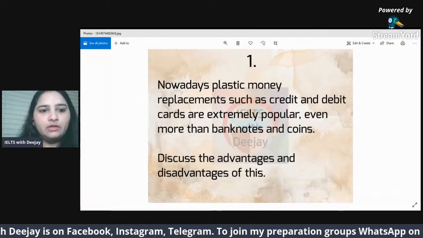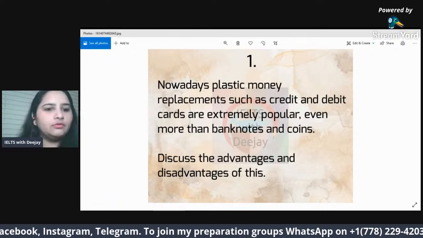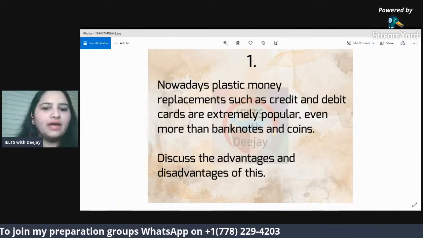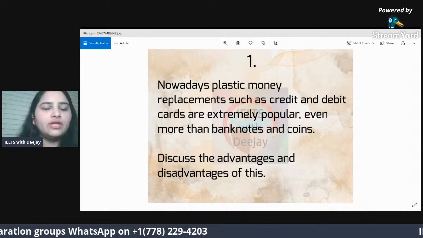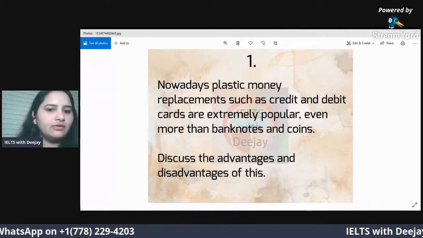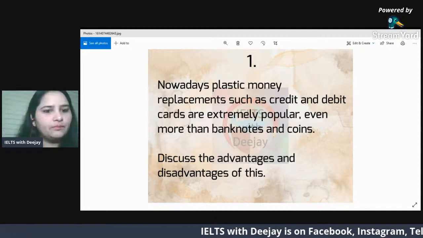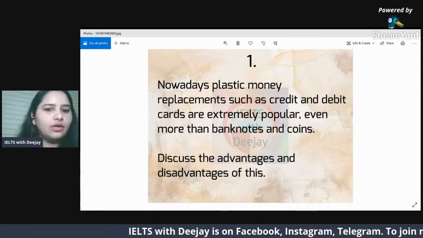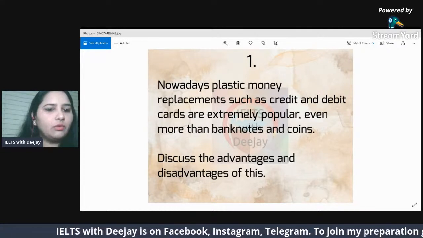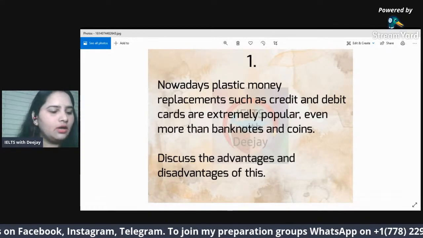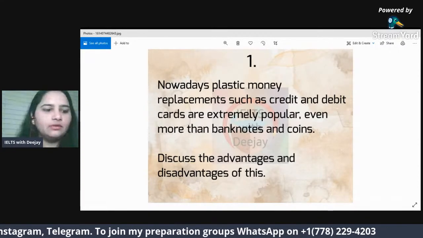For extremely, for popular, for nowadays, for replacement, what can you use? Because banknotes, coins, I don't think we can change these kinds of words, like credit and debit. So try to change the other ones that you can change. Like nowadays, you can change. Extremely popular, you can change. So try to change them. Okay, and write the paraphrase statement here.